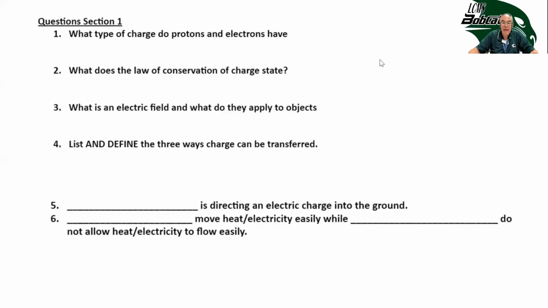Okay, welcome back. As I said last time, we left off here and I had asked you to answer these questions on your own. What type of charges do protons and electrons have? Hopefully this was easy. This is a review from the units that we did last semester in the first part of the year when we talked about atoms. Okay, protons have a positive charge, electrons have a negative charge.